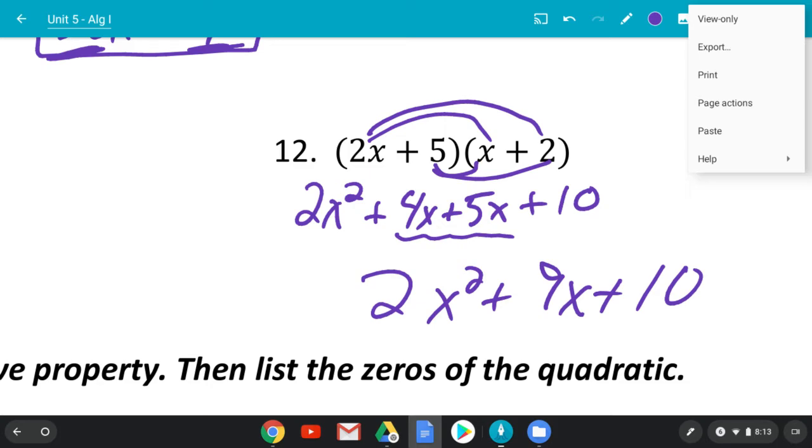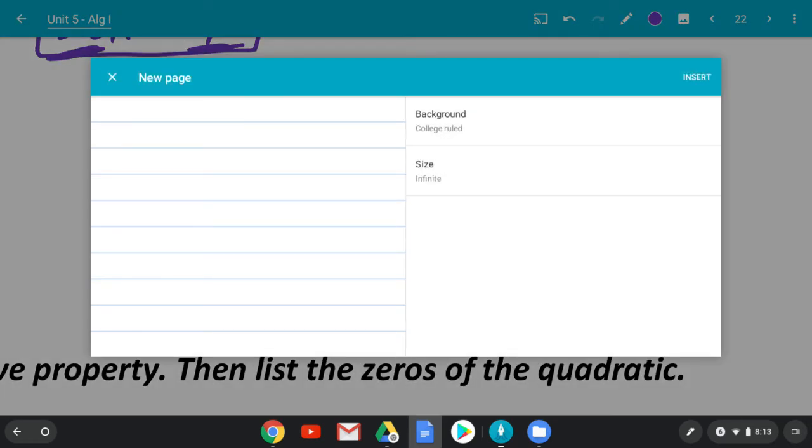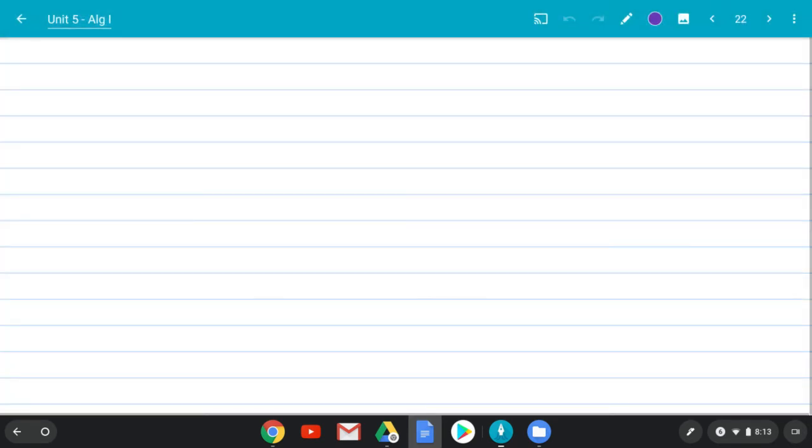Can I insert a page here? There it is. Insert page. Insert. All right.